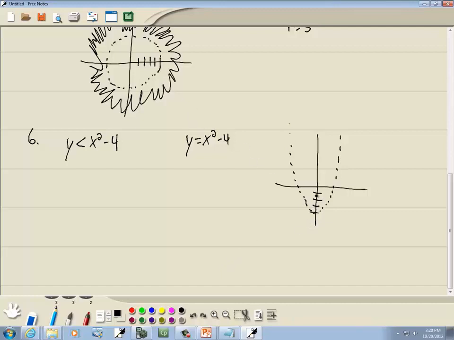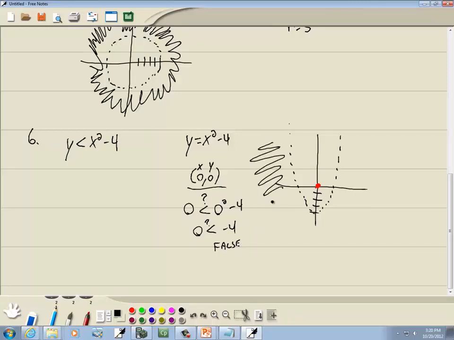Now, I'll pick a test case. Origin would be a good one. The origin is 0, 0. So I plug this in for x, plug this in for y. So I have 0 less than, and this is more of a question mark at this point, 0 squared minus 4. So we got 0 is less than negative 4. Is that true? No, 0 is greater than negative 4, isn't it? So this is false, and since that's false, we don't shade this side. If this was true, we would shade the side where the point falls. Otherwise, we shade the other side, which is all of this right here.